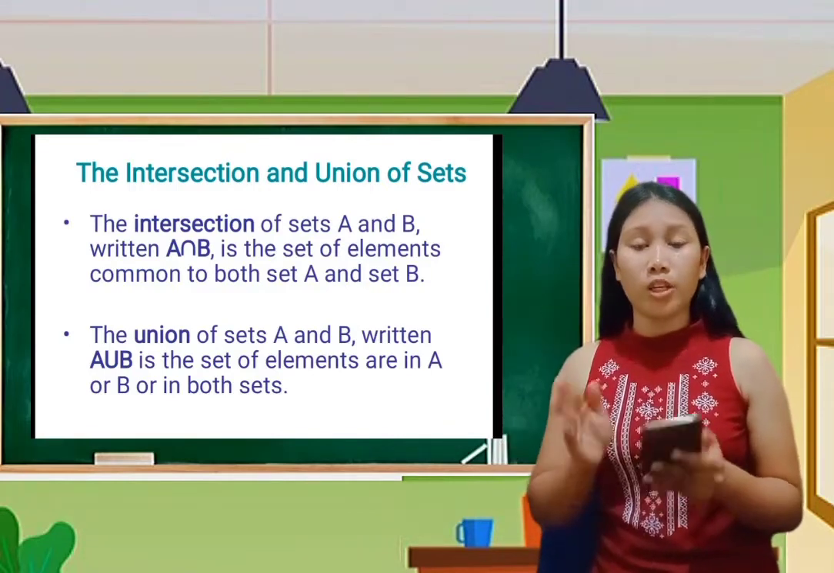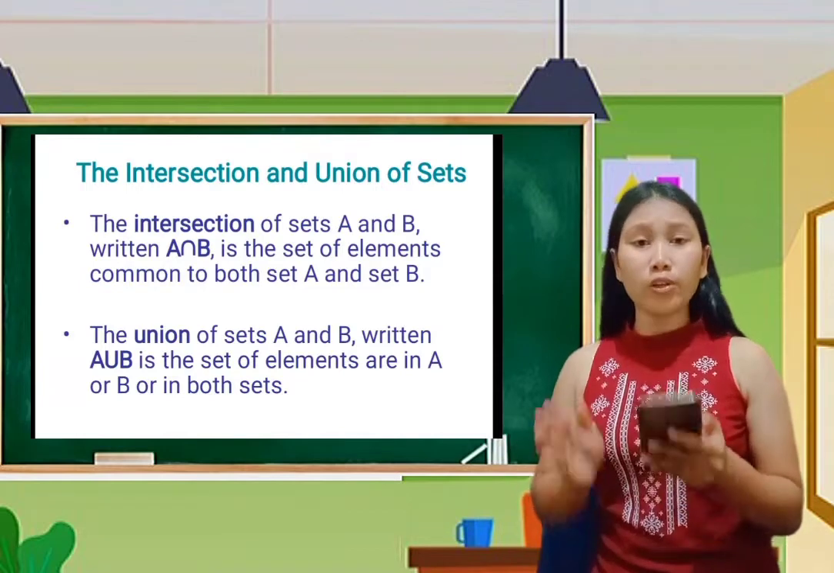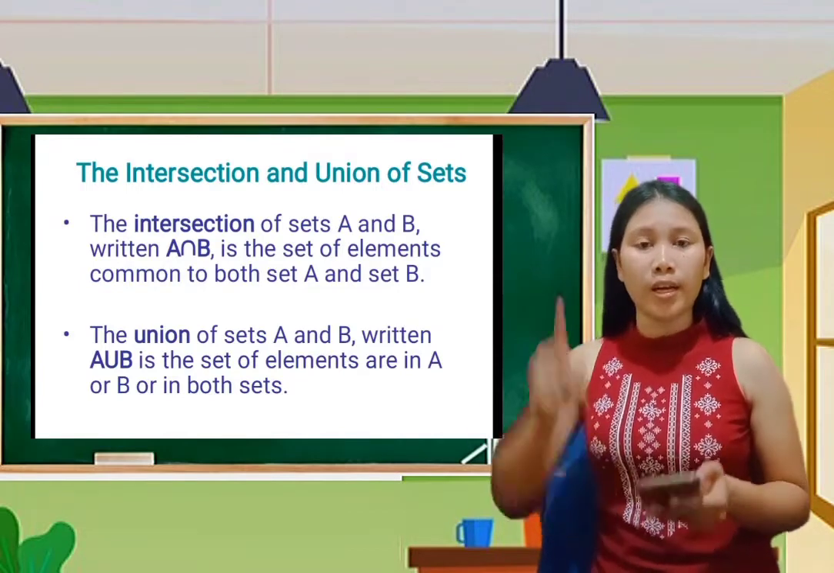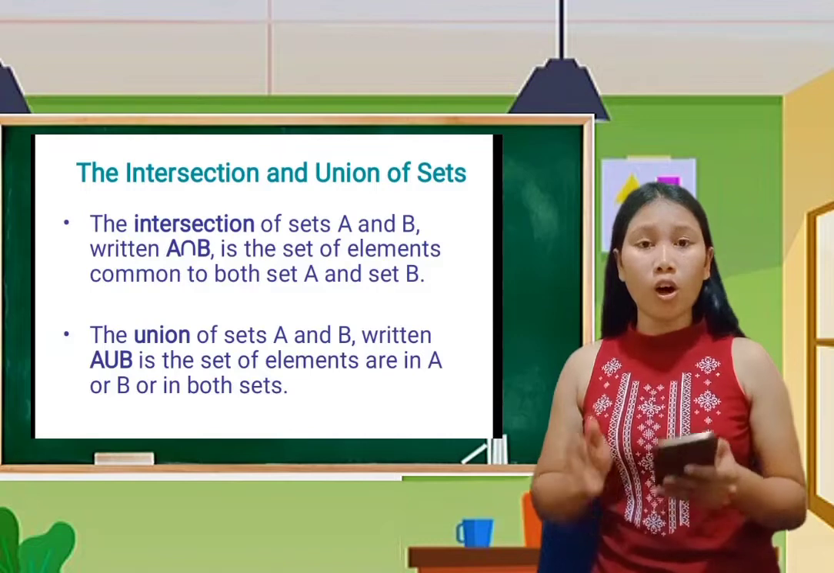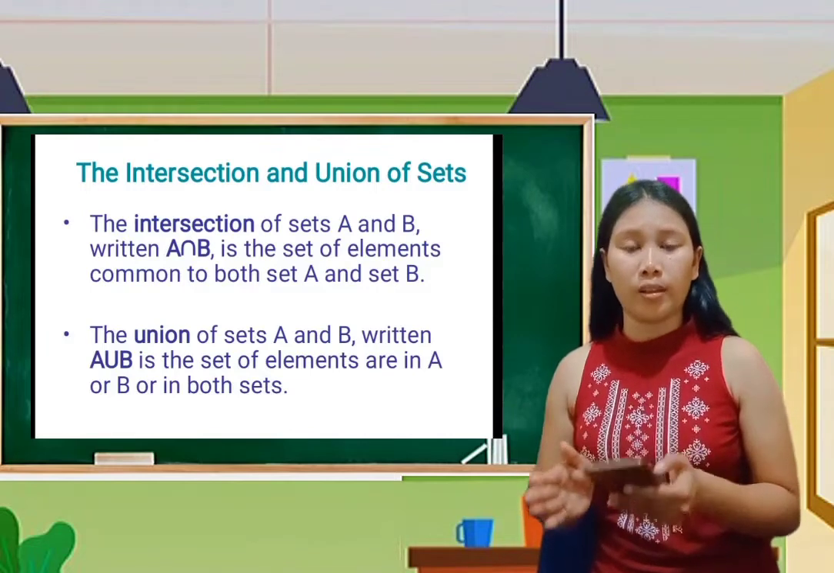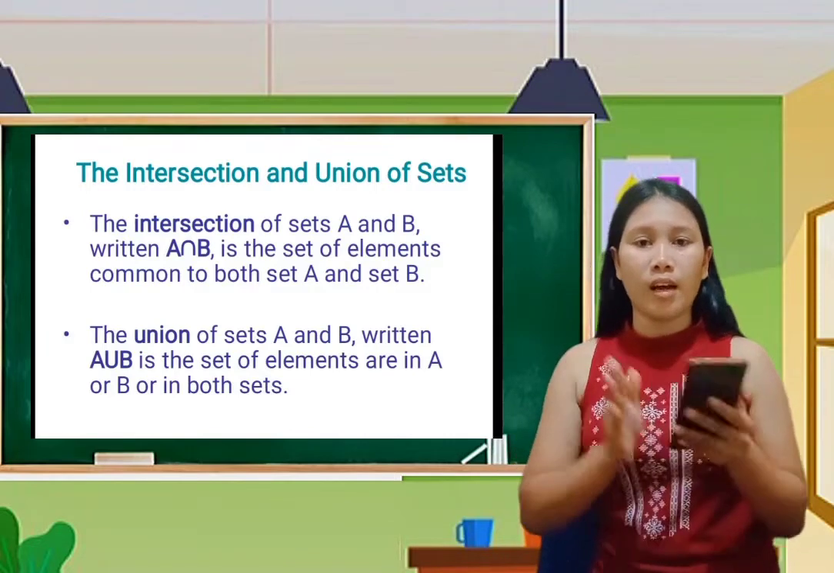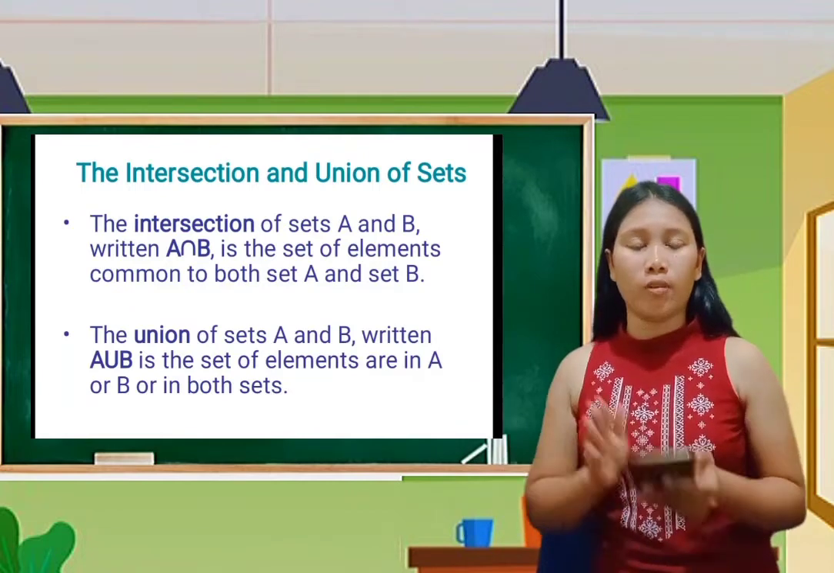What about the union of the sets? The union of the sets is denoted by ∪. This is the collection of all the elements of both set A and set B. So, all the collection of elements.